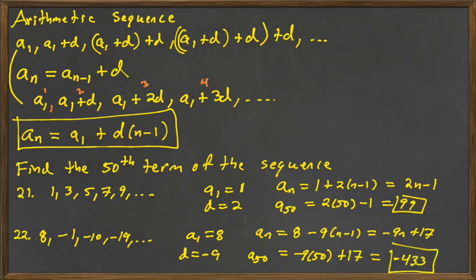All right. So arithmetic: adding or subtracting the same number each time to get to the next term of the sequence. Geometric: you're going to be multiplying by the same number to get to the next term of the sequence. So we'll look at geometric.